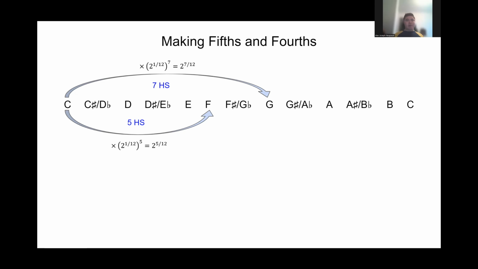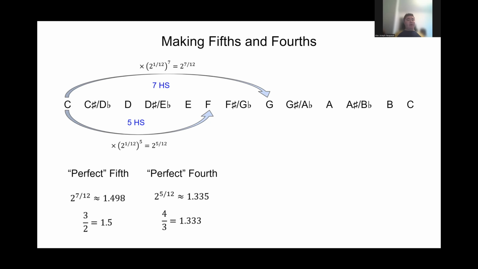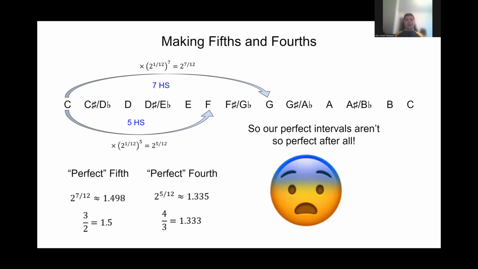How does this stack up to our simple whole number ratios? For the fifth, which is 3 halves or 1.5, we get 1.498 out of 2 to the 7 over 12. For a perfect fourth, we're also pretty close to our 4 to 3 ideal ratio, but we're not quite there. So our perfect intervals aren't so perfect after all. What are we supposed to do?